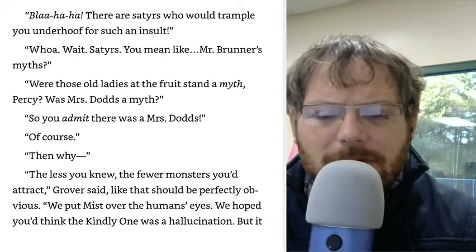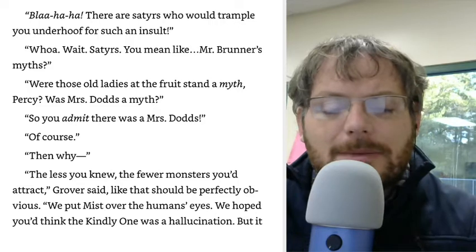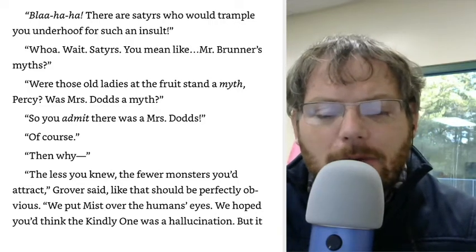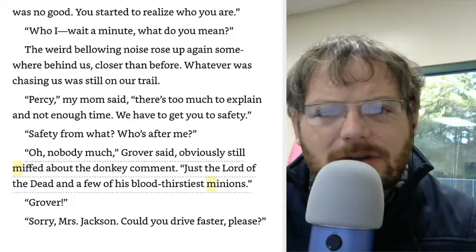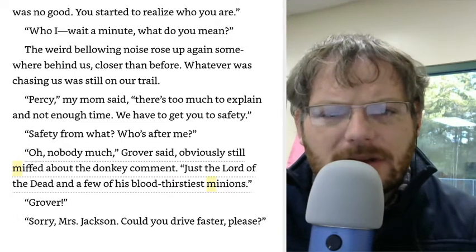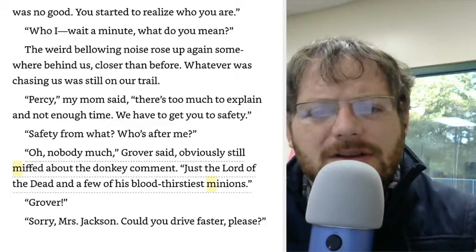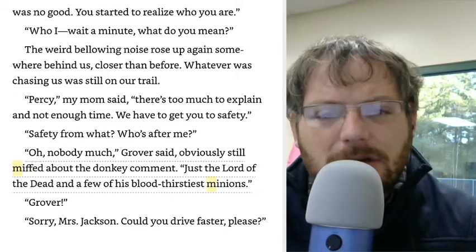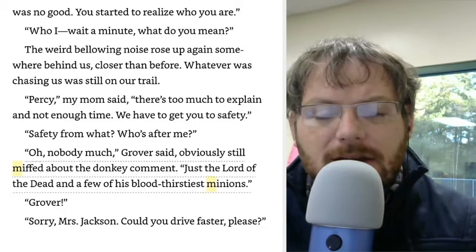The less you know, the fewer monsters you'd attract, Grover said. Like this should be perfectly obvious. We put mist over the human's eyes. We'd hoped you'd think the kindly one was a hallucination. But it was no good. You started to realize who you are. Wait a minute. What do you mean? The weird bellowing noise rose up again somewhere behind us, closer than before. Whatever was chasing us was still on our trail.